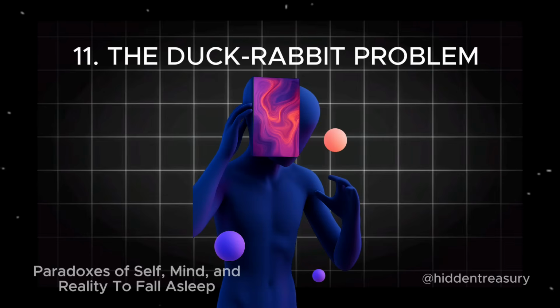This flexibility in perception is a powerful tool. It reminds us that we have the ability to shift our perspective and see things in a new light. The duck-rabbit problem also has implications for how we communicate with others. When two people disagree about something, it's often because they're interpreting the same situation in different ways. One person might see the duck, while the other sees the rabbit. Neither interpretation is wrong, but they are different.